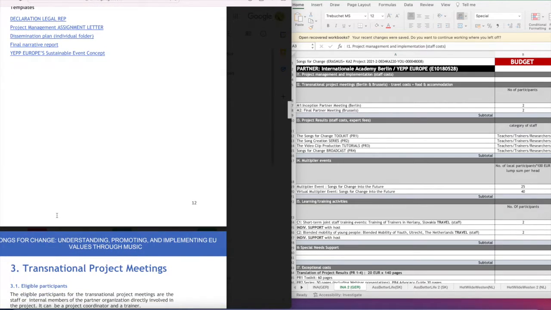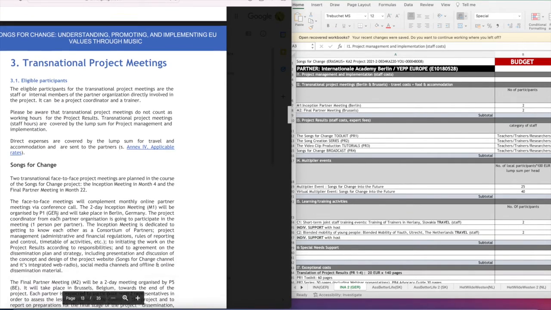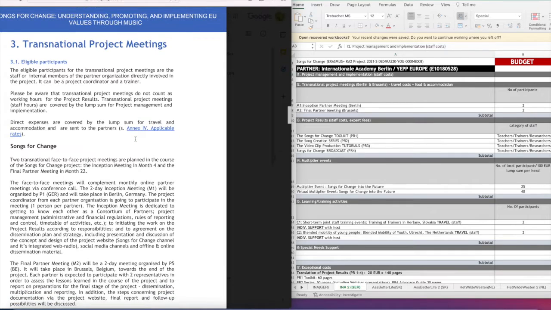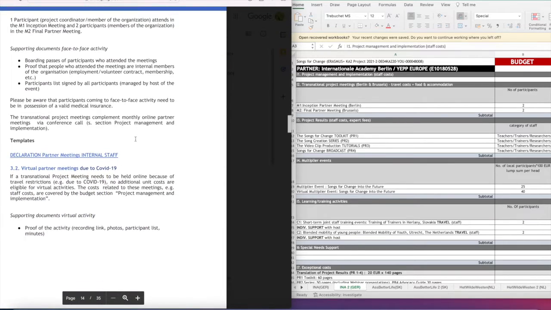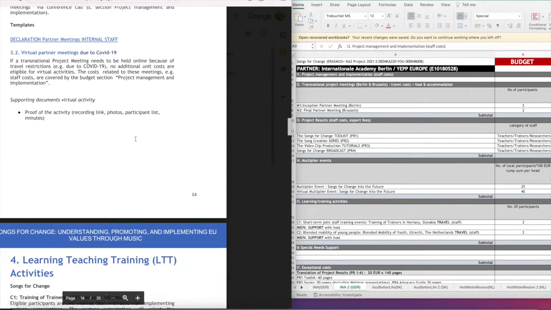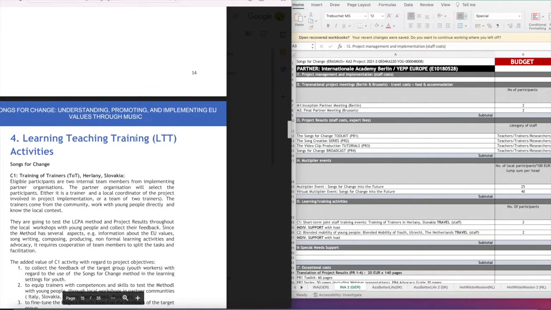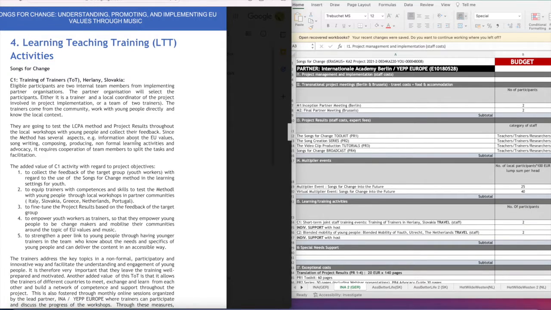So you see here the next cost category, transnational project meetings. You have them here, transnational project meetings. They are usually called M1, M2, etc. You have a description in this manual about these meetings, what is going to happen there, some also rules around these meetings in terms of representatives who can come, who are eligible in terms of costs.